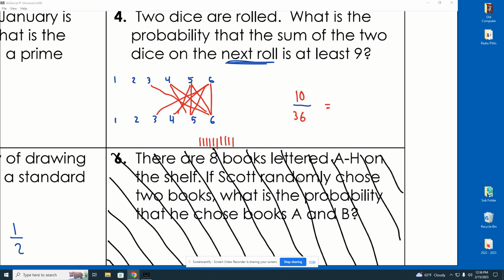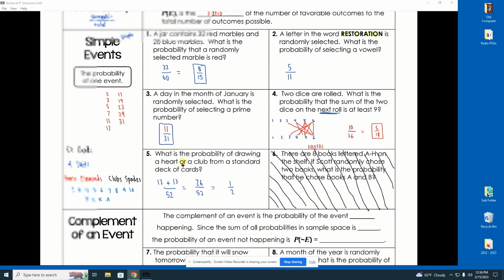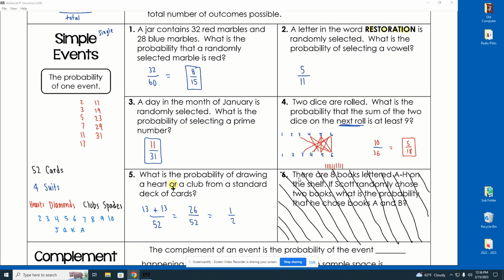So there it is. 10 out of 36 will reduce, and it reduces down to 5 out of 18. Use alpha y equals number 1. Okay, any questions with simple events?